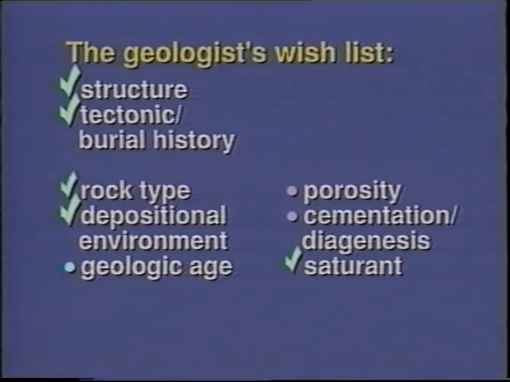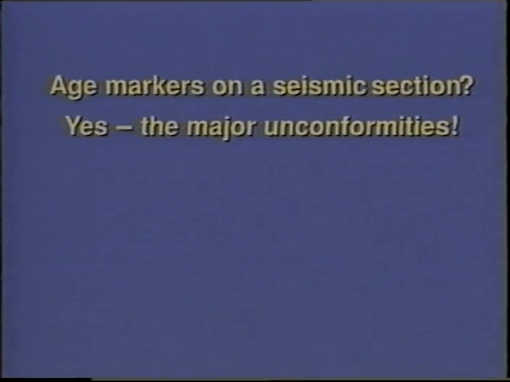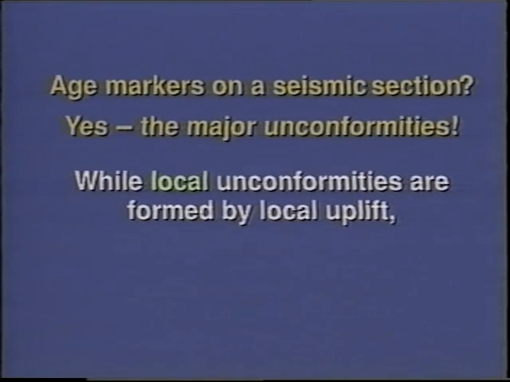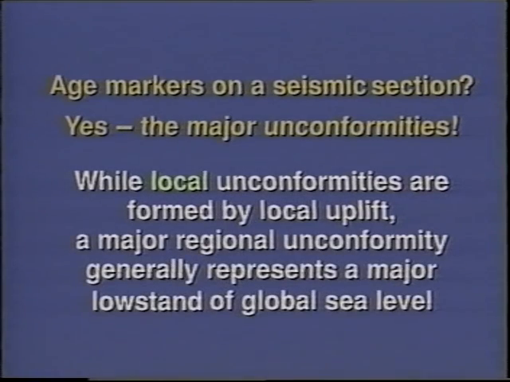Okay, so now let's ask about geologic age. Well, what age markers could we possibly hope to identify in a seismic section? Answer: the major unconformities. For although local unconformities may be formed by local causes, by local uplift, for example, with no useful inferences about sea level, a major regional unconformity generally represents a major low stand of global sea level.